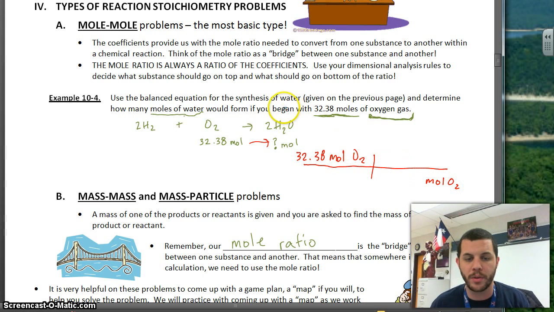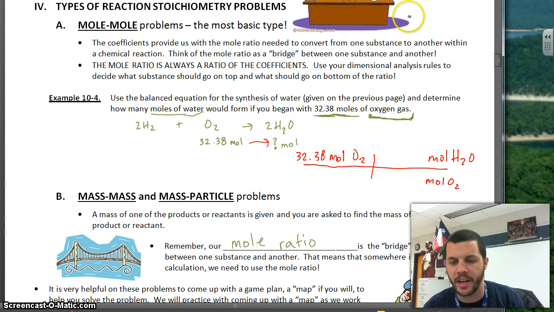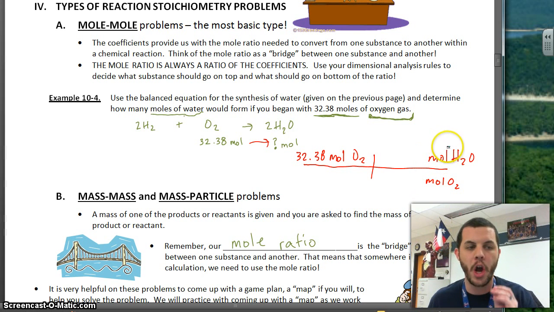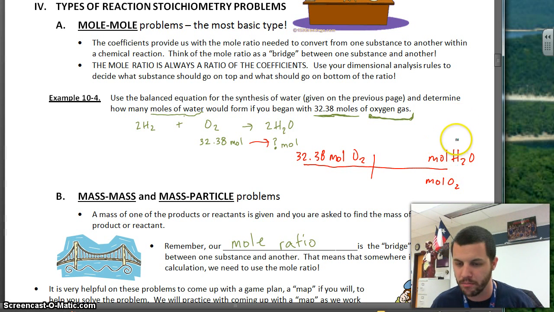So now I'm going to bring moles of O2 down, and I'm going to go to moles of H2O, okay? What numbers go with moles of O2 and moles of H2O? Oh, the 1 always goes with the moles, except now. Anytime and every time that you have moles over moles, you have to use the coefficient of whatever that compound is. So for H2O, my coefficient is what? 2. So I'm going to plug a 2 in.